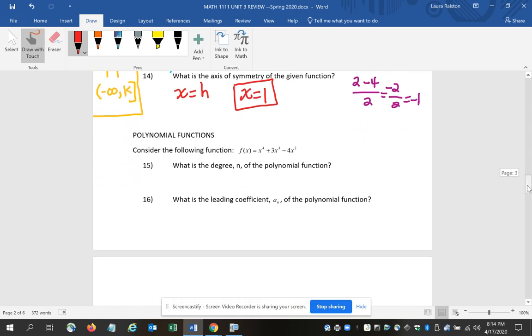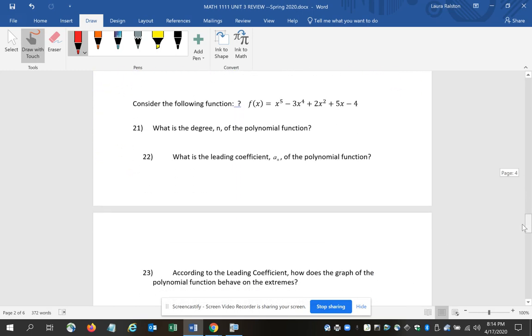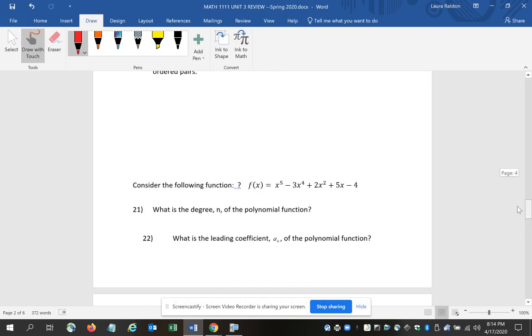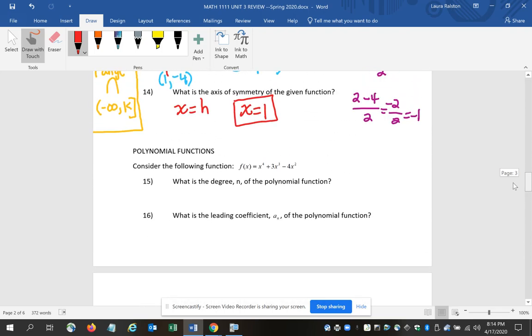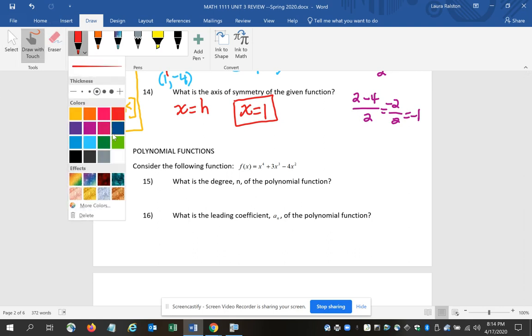All right, the next grouping of questions, and I think there's two sets of these as well. Yes, there are. Okay, the next grouping of questions deals with polynomial functions. So it says, consider the following function. F of x equals x to the fourth plus 3x cubed minus 4x squared. And the first question says, what is the degree of the polynomial?